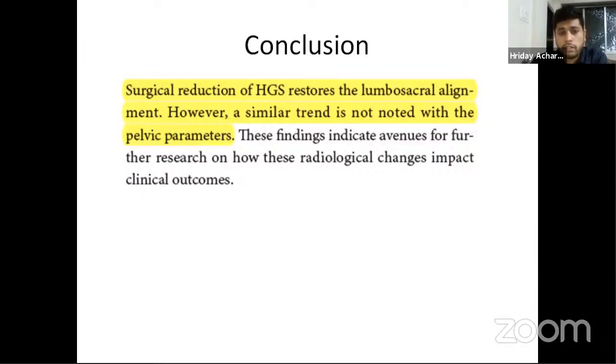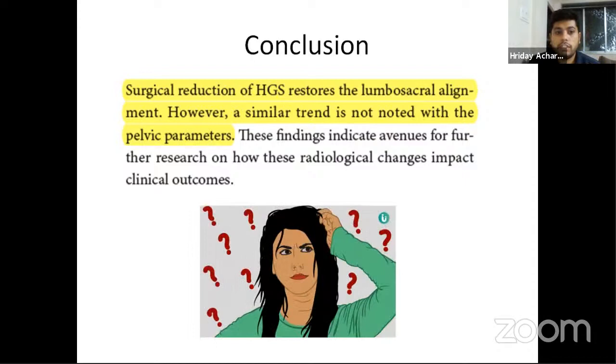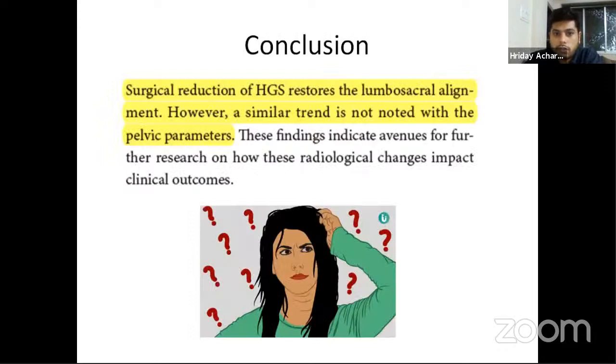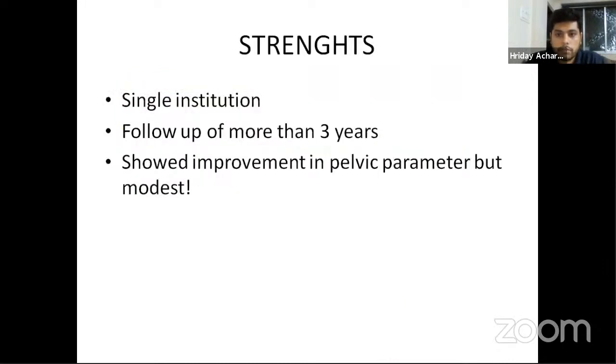So they concluded that surgical reduction of high-grade listhesis restored lumbosacral alignment. However, there was no change in the pelvic parameters. This was the conclusion, where they said that the pelvic parameters did not change, but the lumbosacral alignment changed, which was more in relation to the surgery that was performed and not because of the pelvis.